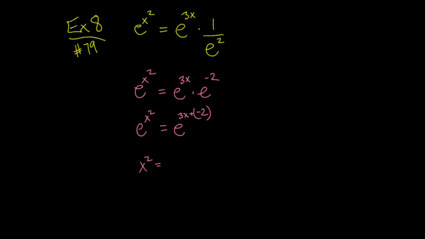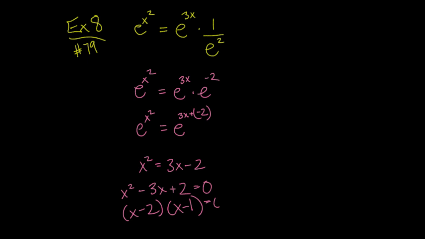x squared equals 3x minus 2. That's the same as plus negative 2. What does this smell like? A quadratic. So x squared minus 3x plus 2 equals 0. Can we factor that? Yes, I think we can. x minus 2 and then x minus 1, right? How convenient. So that means that x is equal to 2 or 1. Okay? So number 81 gets a little trickier. I just wanted to show you guys that.